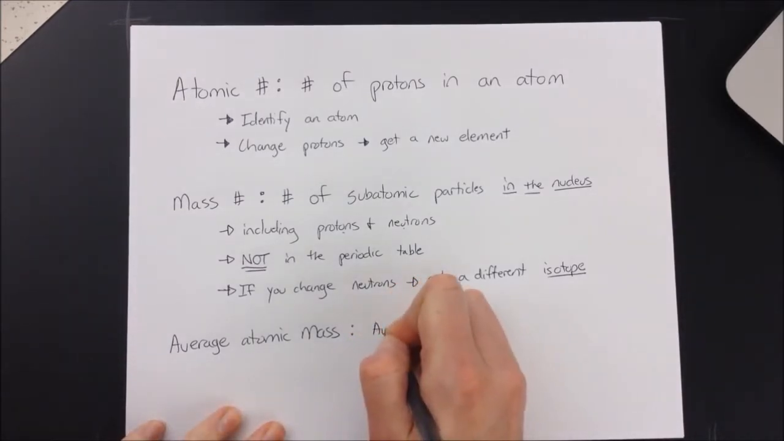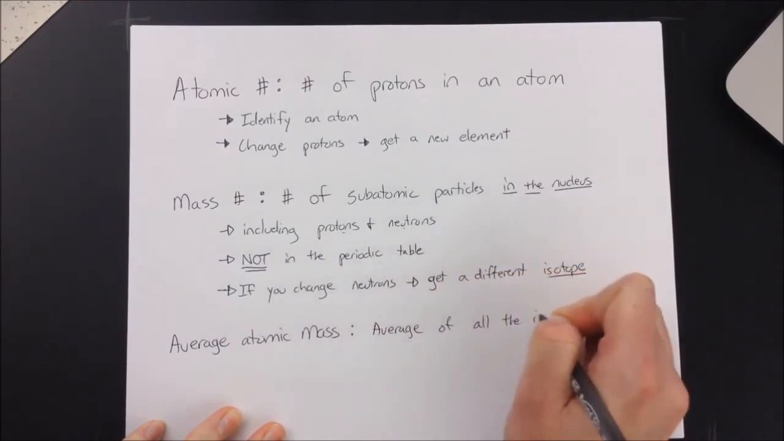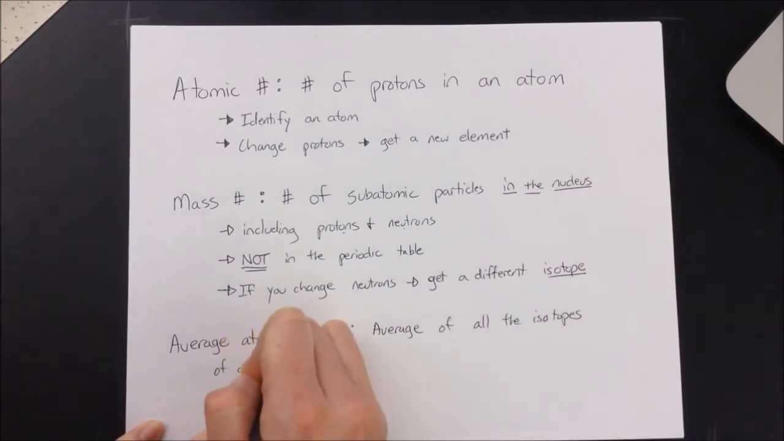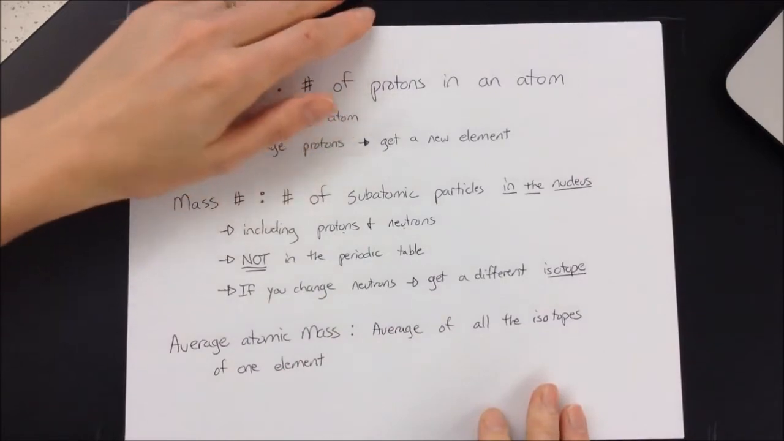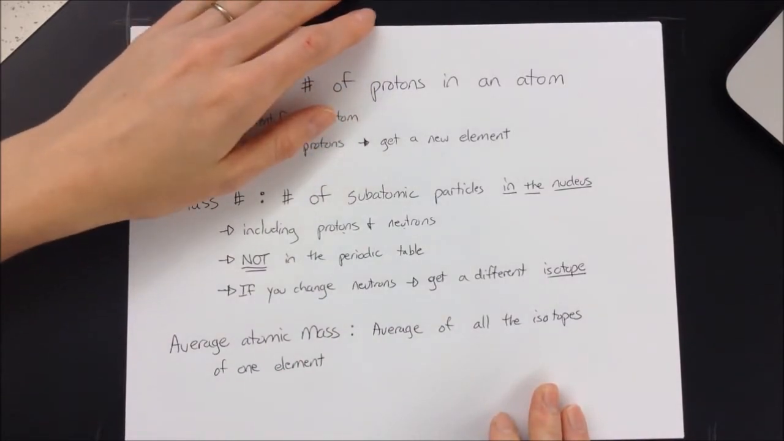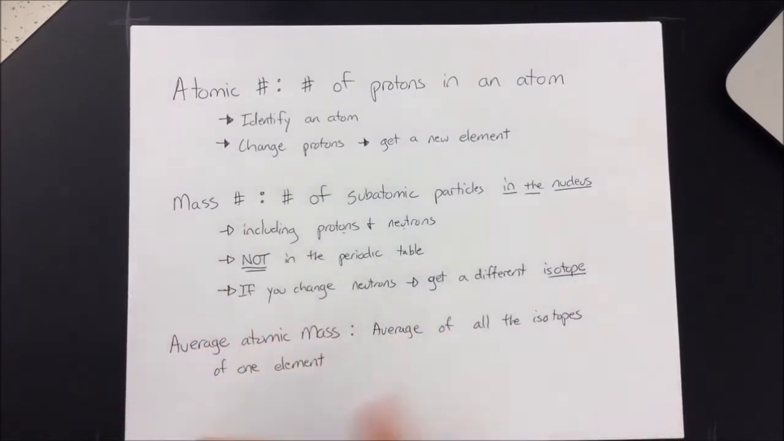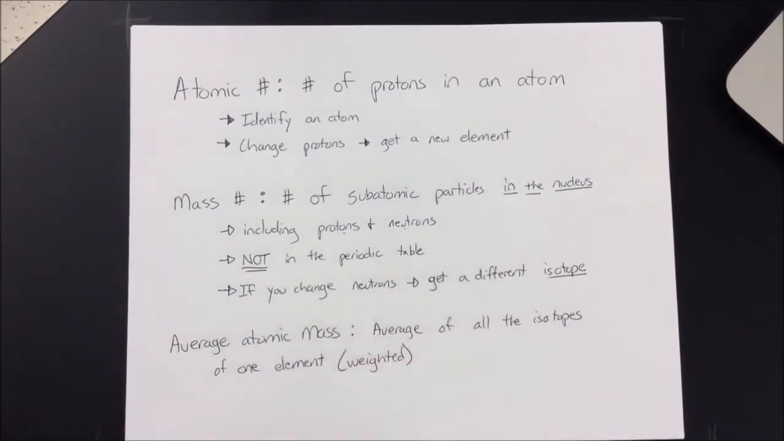And it is an average of all the isotopes of one element. And we'll talk about how to calculate the average atomic mass in another video. But basically you have different elements, have different isotopes, and if you average up all the different ones that you could have, it's a weighted average. We should note that down, it's a weighted average. Then you'll have the average atomic mass that's in the periodic table.